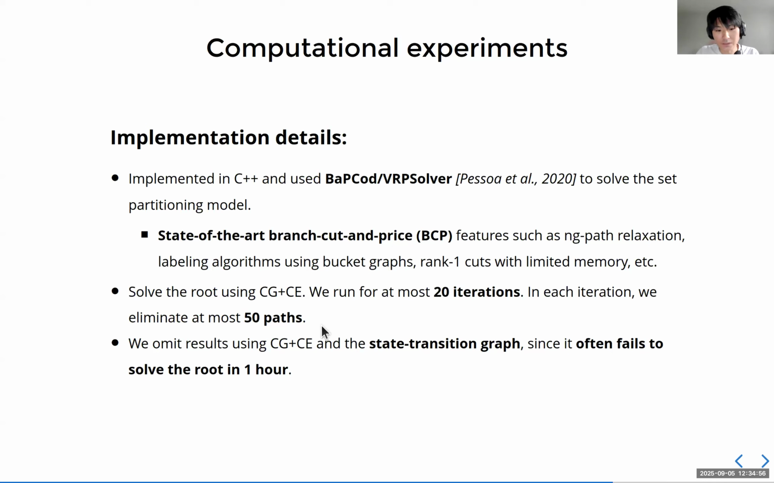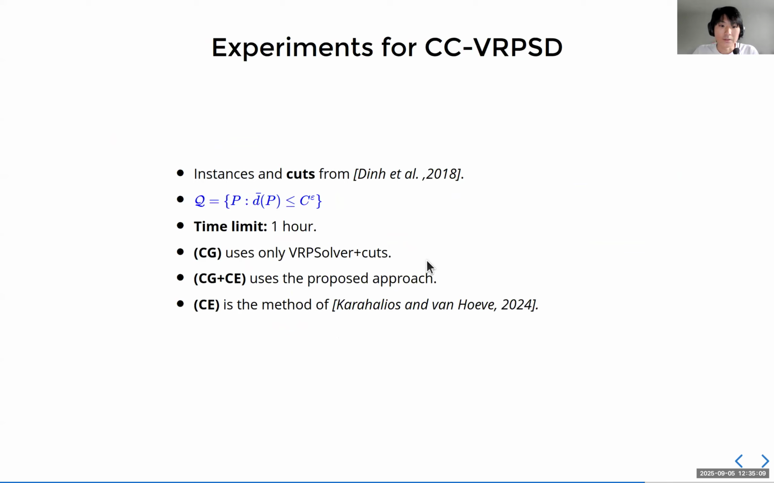I'm omitting here the results using CG+CE and this state transition graph. So it's bad to refine this state transition graph, at least for this method. It's better to refine the input graph instead. Okay, and we use the same instances and cuts from that previous work, which is the state of the art. This is the relaxation that they use. Essentially, they have one single resource for the expected demand values, and they show you how to set this capacity value. The time limit was set to 1 hour.